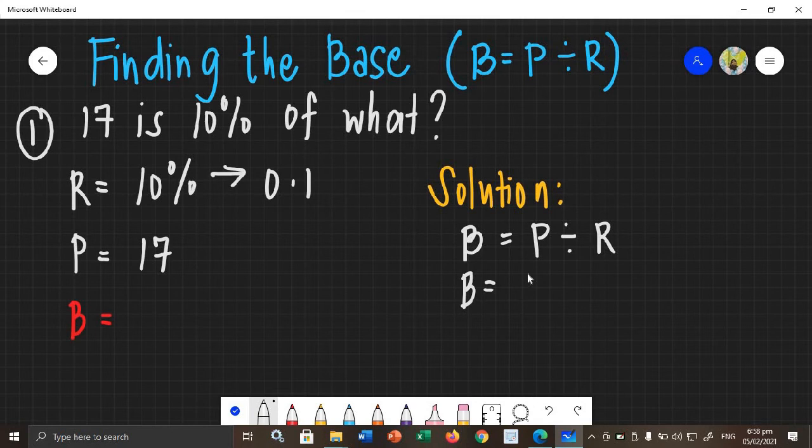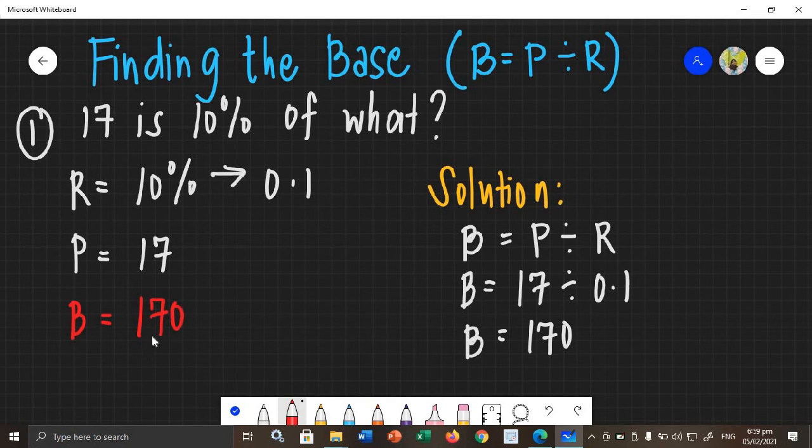And applying the formula, we have 17 divided by 0.1. The base will be equal to 170. When we divide 17 by 0.1, you will get 170. So that is the value of your base. So, kabaliktaran nung pag-find natin kanina sa percentage, kung napansin nyo kanina, di ba, sa percentage, dapat mas maliit na number lagi yung makukuha natin sa base. Dito, kailangan yung base natin, mas malaki siya lagi doon naman sa percentage. So, that is how you find the value of the base.